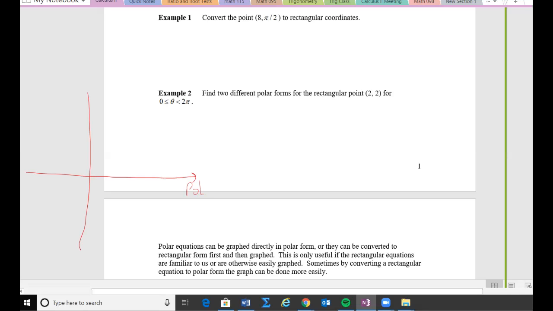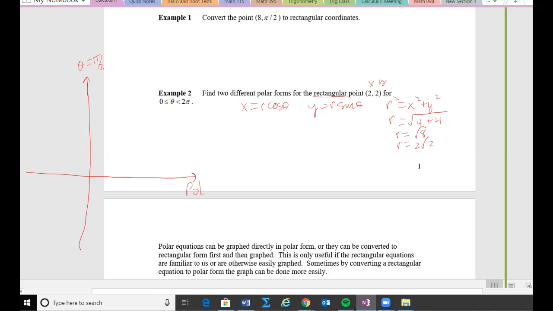Here's my polar axis, and here is theta equals pi over 2. So this point 2, 2, they're telling us it's rectangular, so this is x and y. So x equals r cosine theta, and y equals r sine theta. And we know r squared equals x squared plus y squared. So we can see right away that r is going to be the square root of 4 plus 4, which is the square root of 8. And you can write that as 2 root 2.